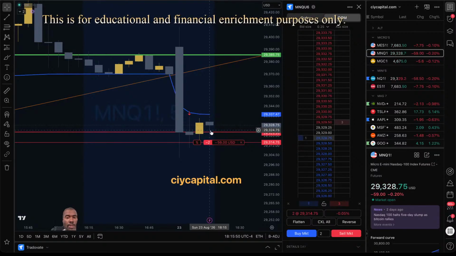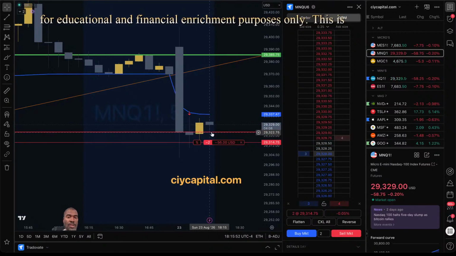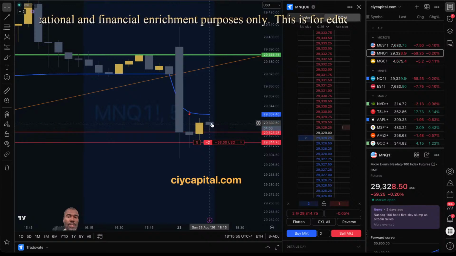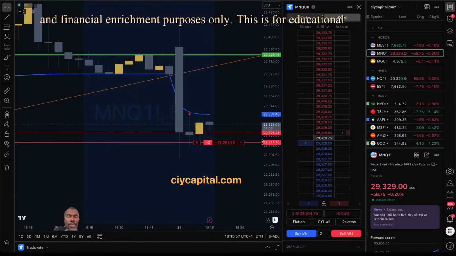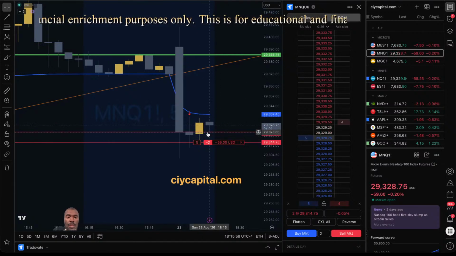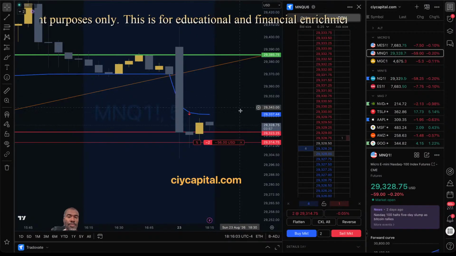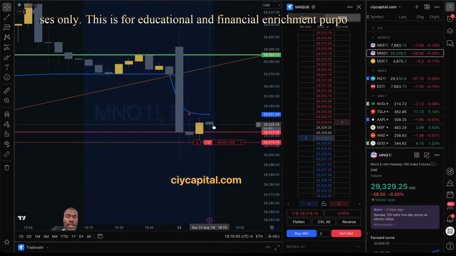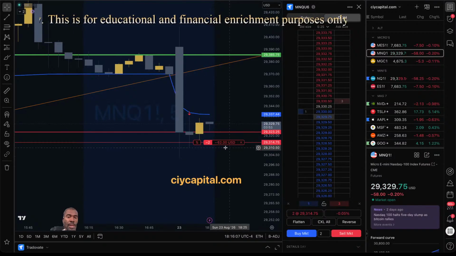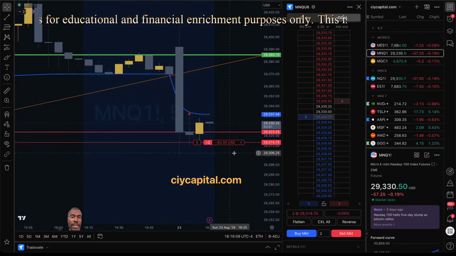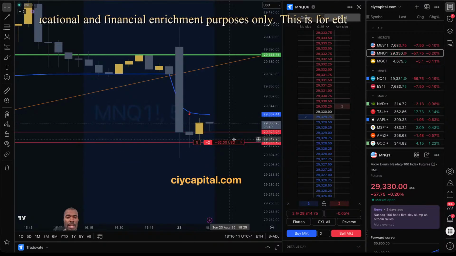Right now, we have a little wick to the downside. The buyers are trying their best to keep price up above 29,323, which is this red line. Now, if the sellers drive price right back down past our entry, we're in the win and in the clear. If not, we're going to have more of a fight.